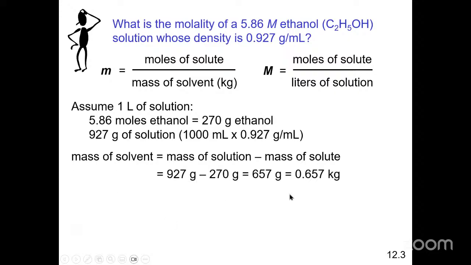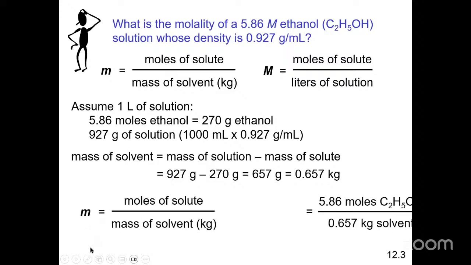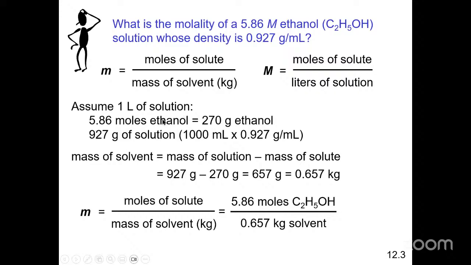And we just put the numbers in. And it turns out that the mass of the solvent is 657 grams, which is the same thing as 0.657 kilograms, right? So now that we have the mass of the solvent and we have the moles of the solute, then we can find the molality by just plugging the numbers into this equation. And that's what we get, 5.86, which is the moles of the solute, divided by the mass of the solvent in kilograms, which is 0.657, and the answer would be 8.92 m. All right, so that's basically how that is done.